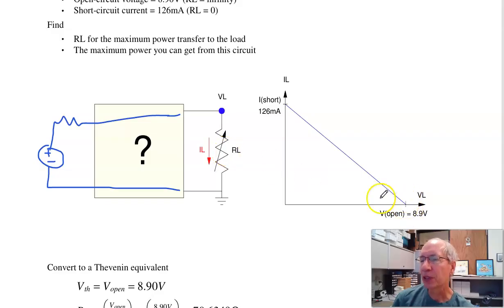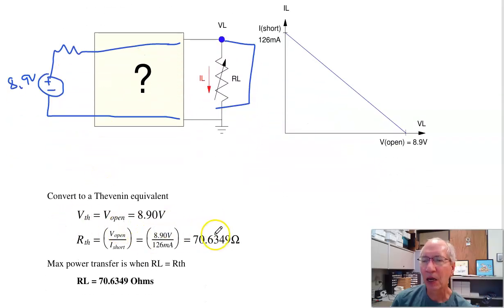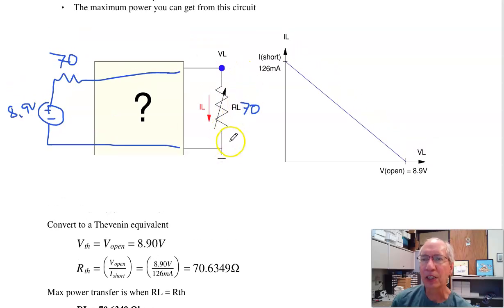The open circuit voltage is 8.9 volts, so this is 8.9 volts. The short circuit current is 126 milliamps, so if I short this, I'll get 126 milliamps. That tells you R. R is 70 ohms. Max power transfer is when the load is equal to R Thevenin. So max power to the load is when RL is 70 ohms.